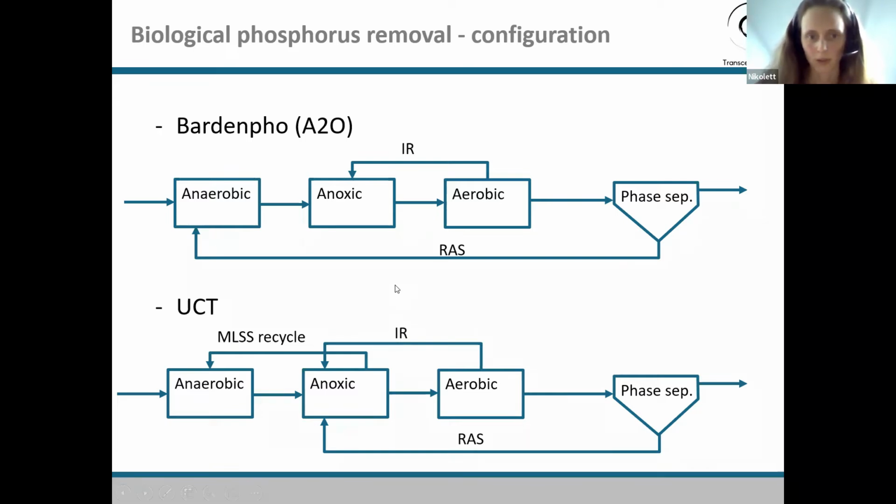As you know, the only difference is that within the A2O, the RAS is directed back to the anaerobic reactor, but for the UCT, the RAS is directed back to the anoxic stages. So we are not bringing back any nitrate to the anaerobic part. But in this case, an additional MLSS recycle should be added to have proper MLSS at the anaerobic reactor at the very beginning.